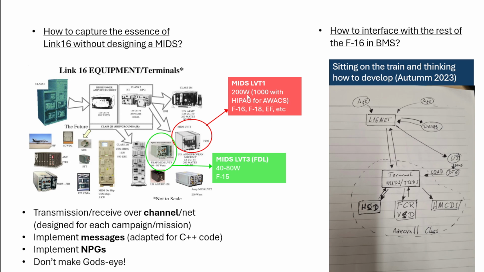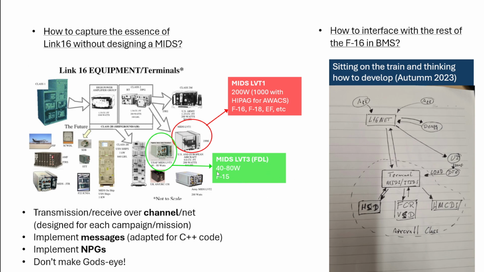200 watts emission power. The AWACS has a high power version of it with 1,000 watts. Sorry, I forgot the unit here, which allows the AWACS to send information far away. The F-15, as far as I could find, uses a different version. It is a 480 watts version of the LVT3, which is also often called fighter data link.